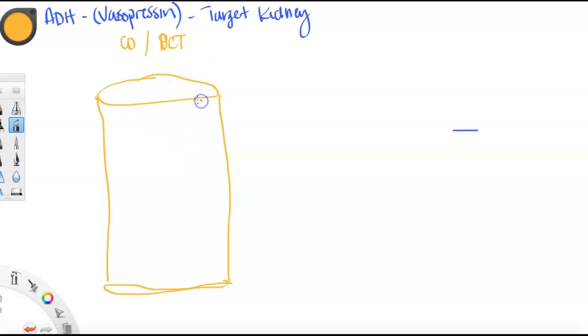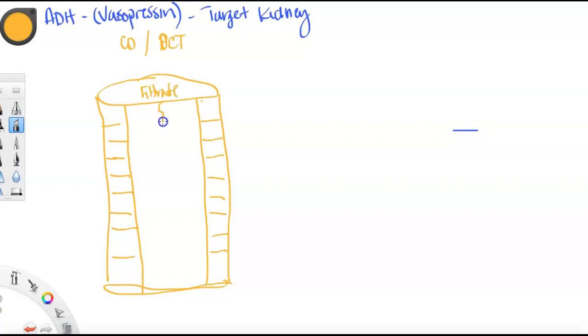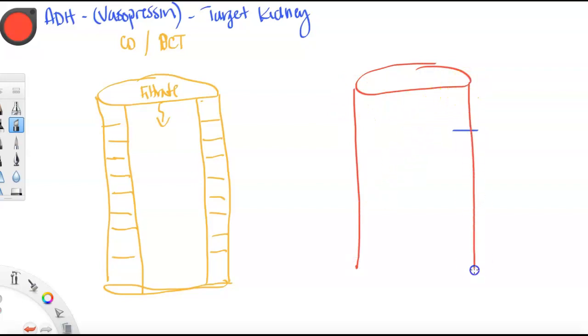So here's my little tubule. Remember, these are kidney tubules, and their epithelia is going to be simple cuboidal. Okay, got filtrate in here, right? Coming in here. Here's my blood supply over here. Okay. All right, there's my blood.